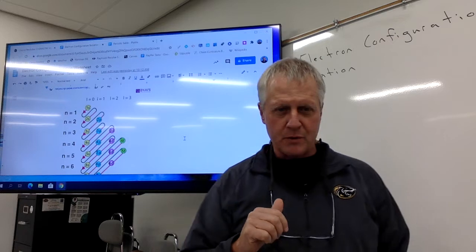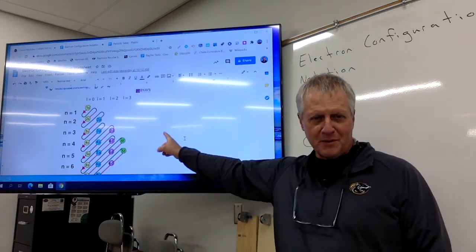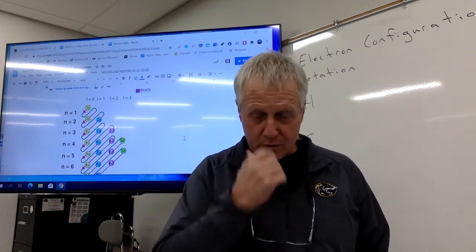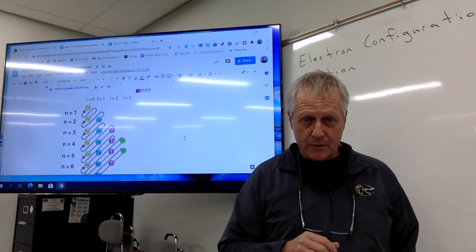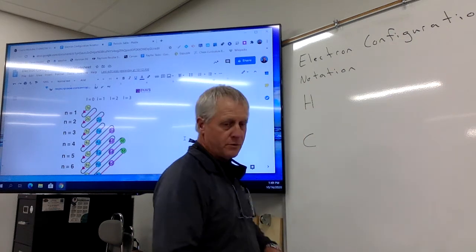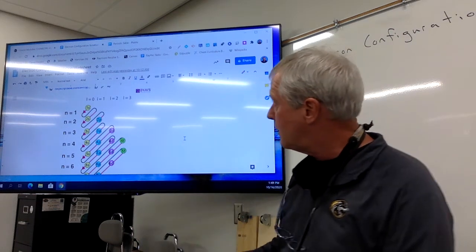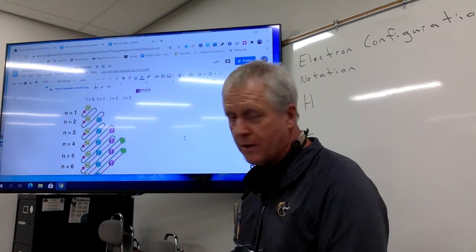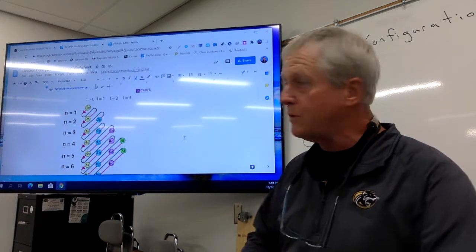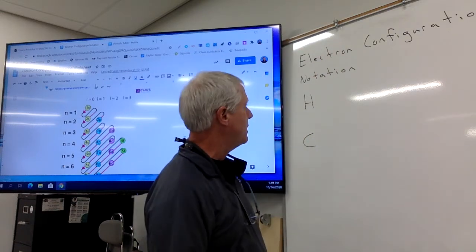So you see up on the screen is the Aufbau principle, and you'll see that on your worksheet. But let's go down through some of these. I thought we'd start with hydrogen. Now, with hydrogen, one of the things you have to do is decide how many electrons are in each element. In this case, hydrogen is the very first atom, and so it has one electron.